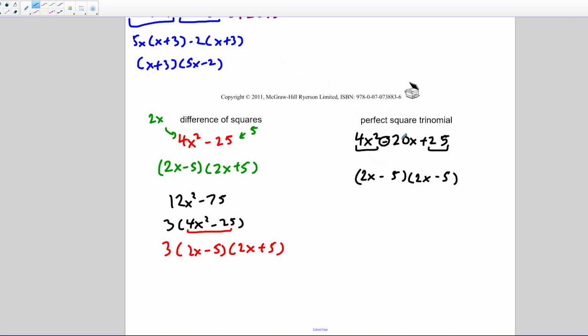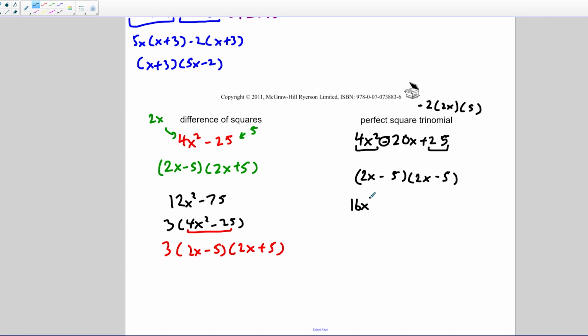So we'll notice that this middle term, that negative 20, well, where does that come from? That comes from going 2 times the square root of 4x squared, which is 2x, and the square root of 25, which is going to be 5. But because it's a negative, we're going to put a negative 2 there in front, and that's where that negative 20x comes from.